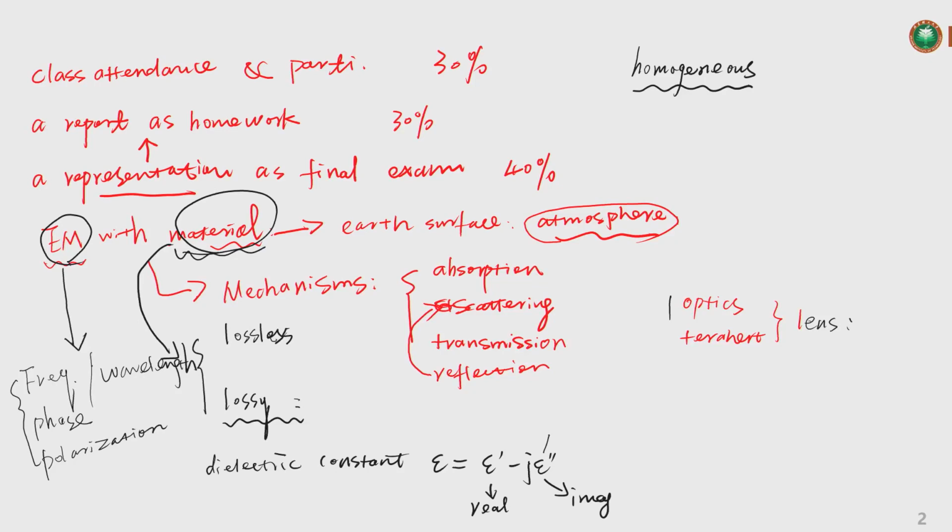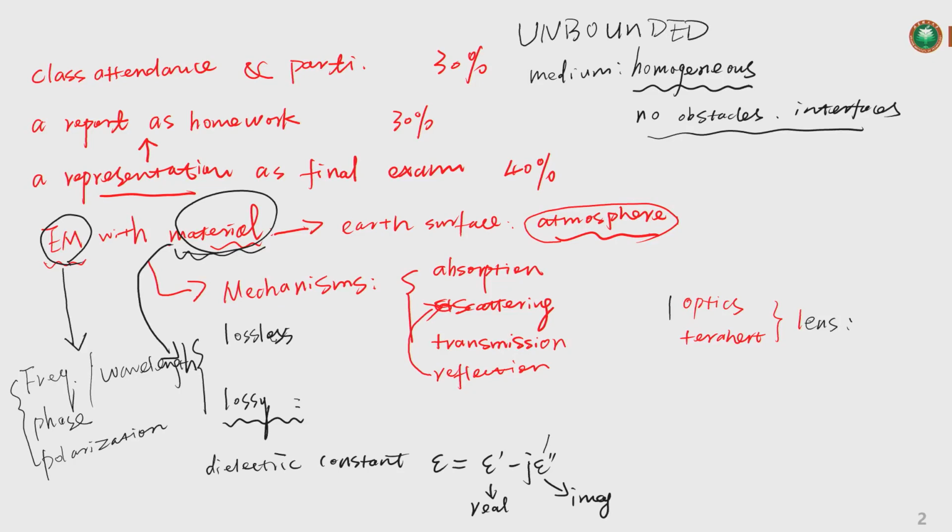scattering that can degrade the performance in such kind of medium. And if the medium is homogeneous and there are no other objects such as obstacles or material interfaces, then we can define the EM wave as unbounded. So this is the simplest situation, alright?